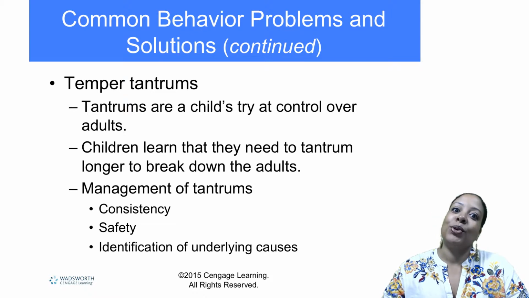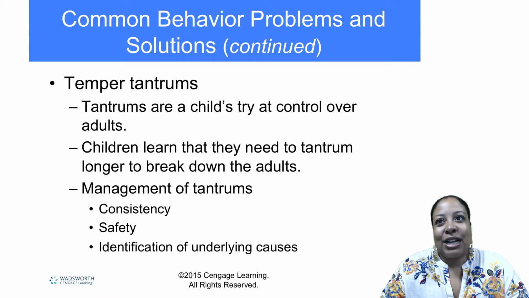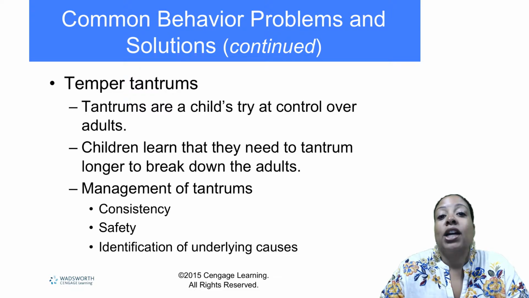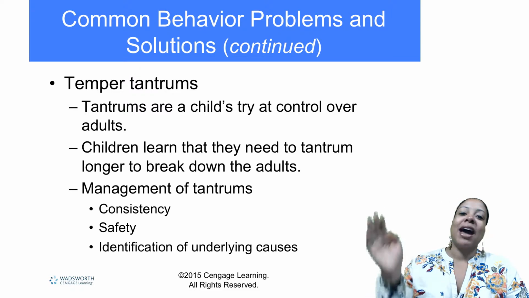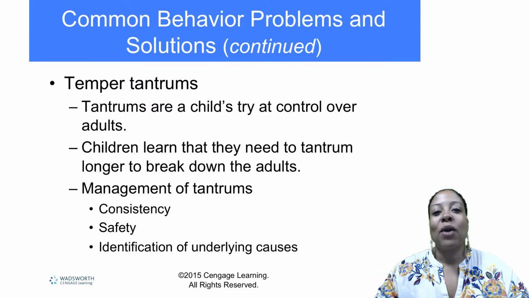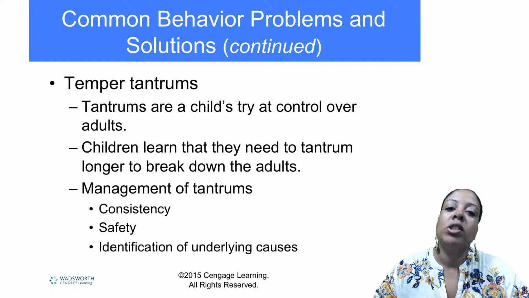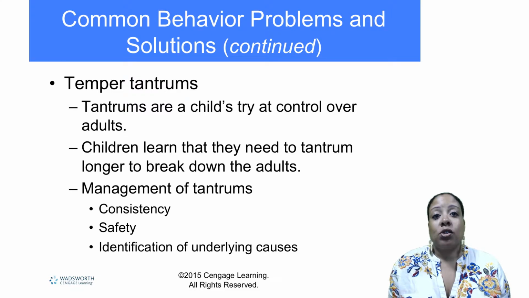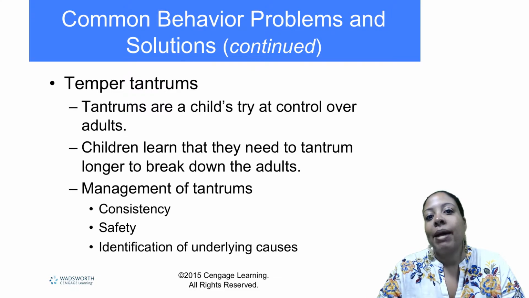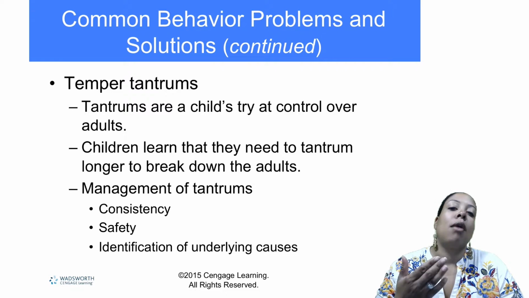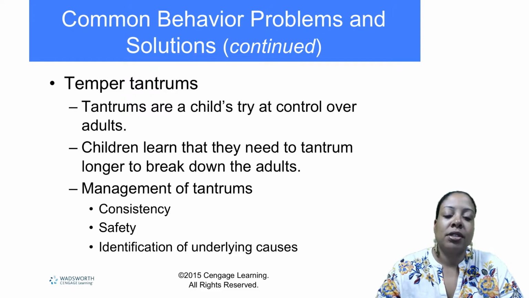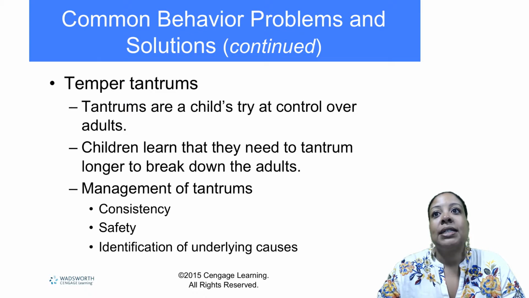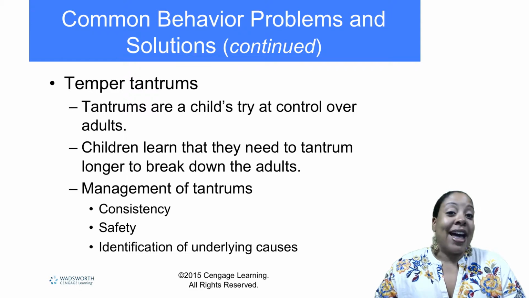Temper tantrums. Woo-hoo. With temper tantrums, that is a child's try at control over adults. Yes. So that is the secret of the universe, right? Why are children tantruming? Well, there can be multiple reasons, but ultimately the text says that it's a child's way of trying to control. They're testing their boundaries. They're frustrated, again, because emotional regulation sometimes isn't completely developed. They're trying to communicate something. Children learn that they need to tantrum longer to break down the adult. So that's a tough one, right?